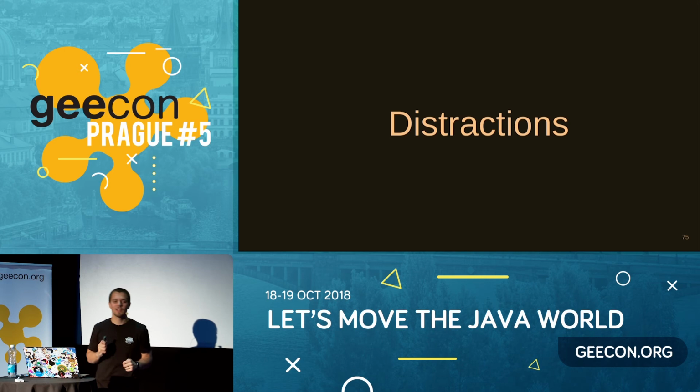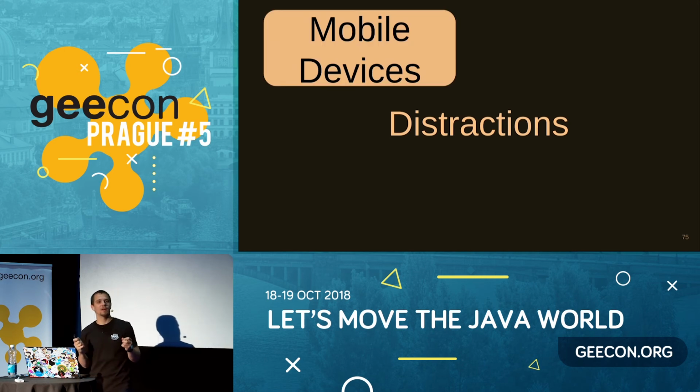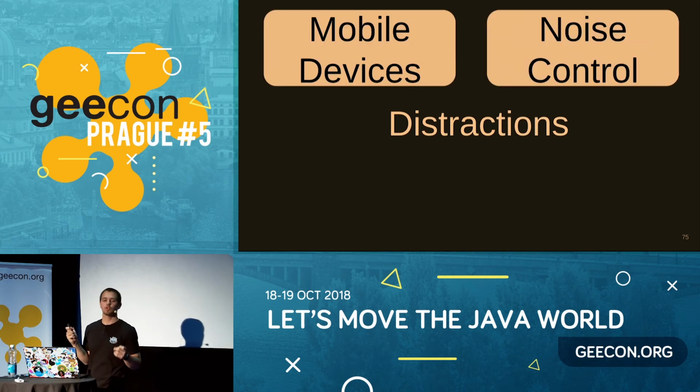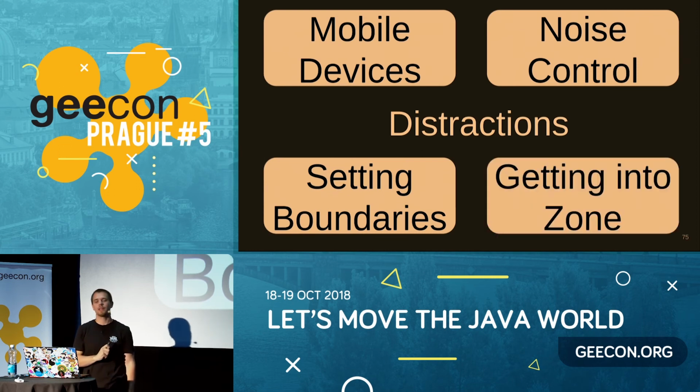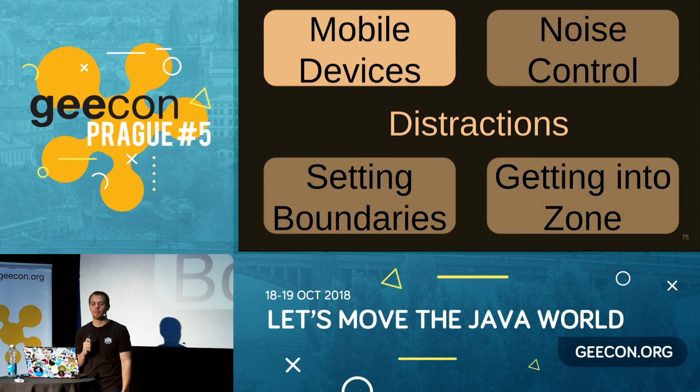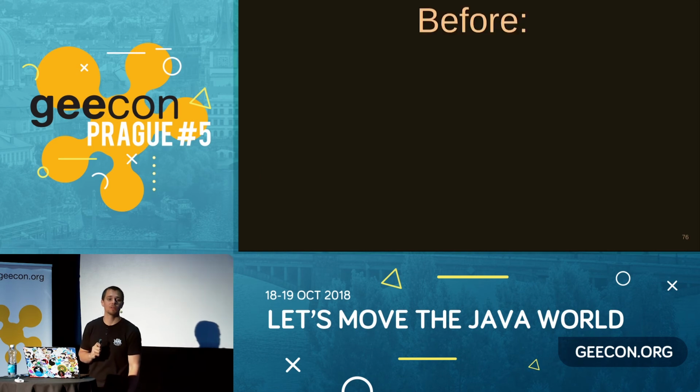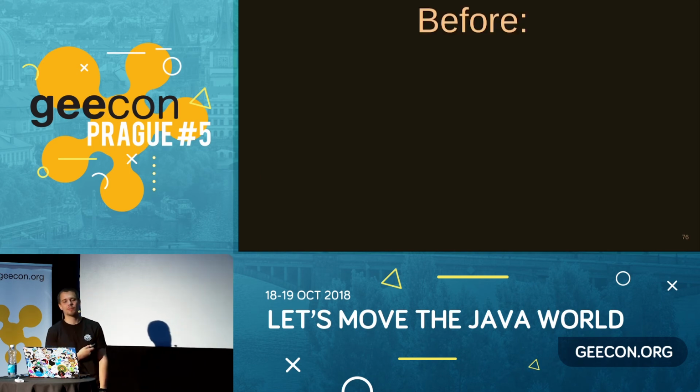Distractions. Distractions are tricky. Mobile devices, I'll talk about. The noise control, setting boundaries, and last but not least, getting into the zone. I'll talk about all of them in more detail. Mobile devices. So before, my phone looked something like that.